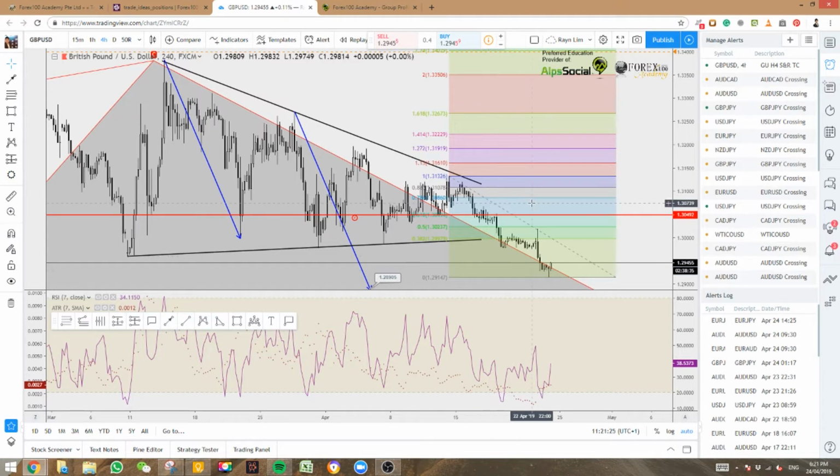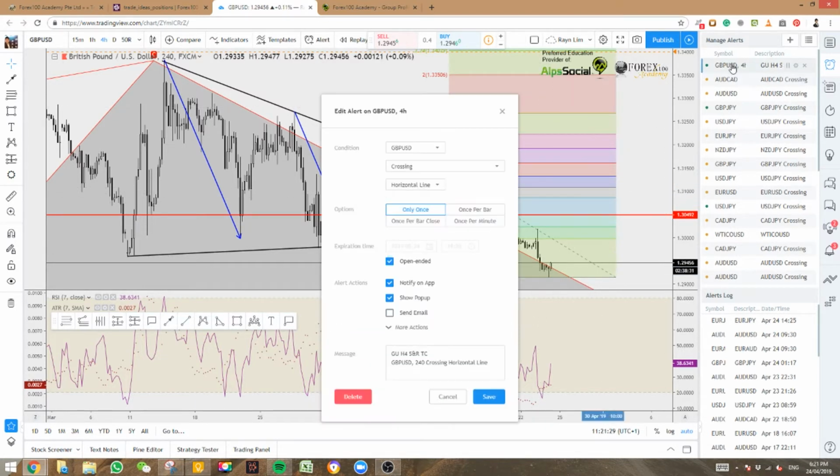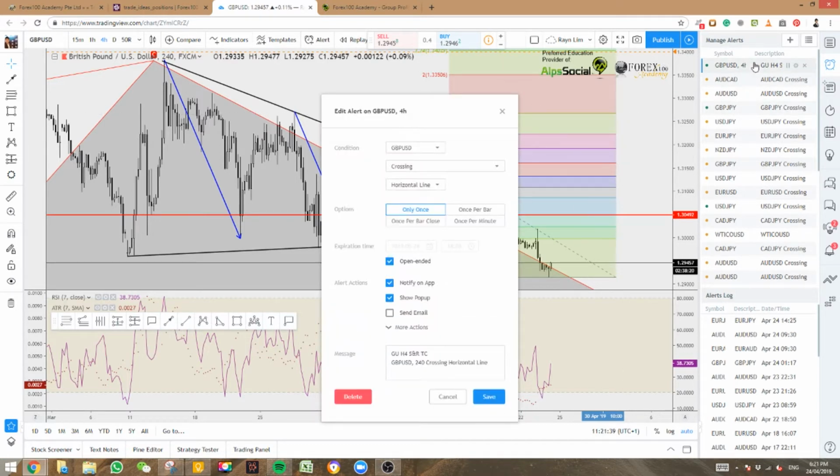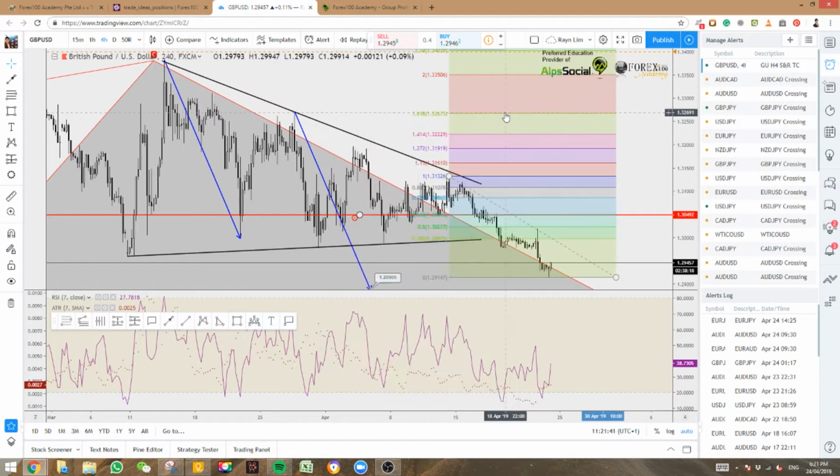Alright, so that's that. Traders many times spend time waiting for the bar to close. A lot of the time traders spend time looking at the chart and staring at it.